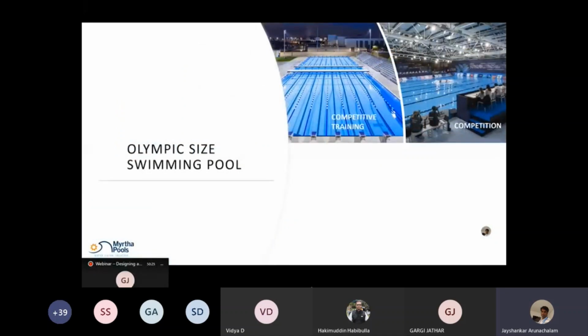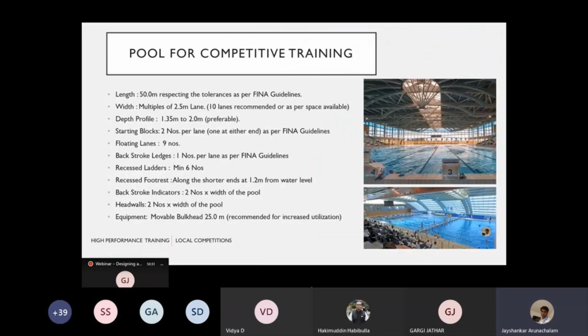We will get into the Olympic size. We'll get into design detailing of Olympic size swimming pool. So if you look at the competitive training, these are the general conditions that we propose for any kind of competitive training pool.